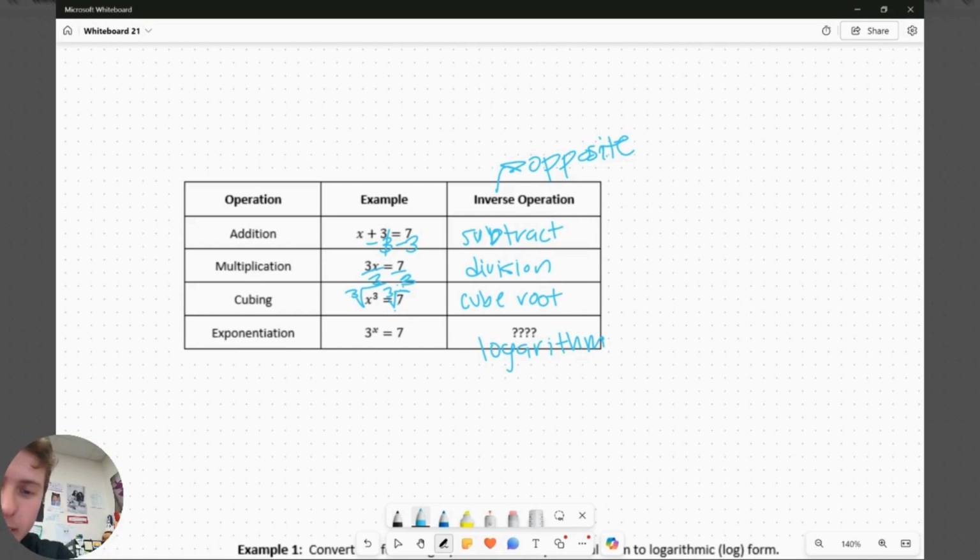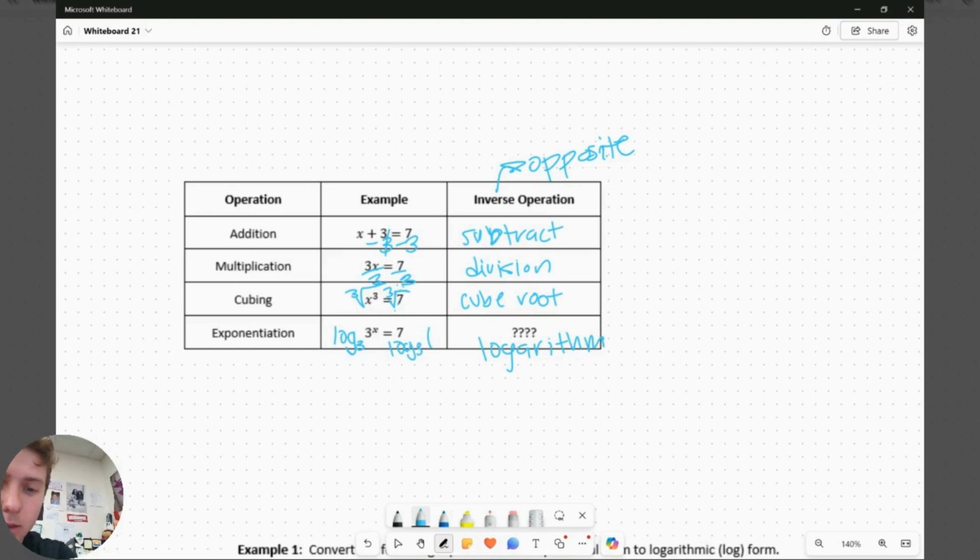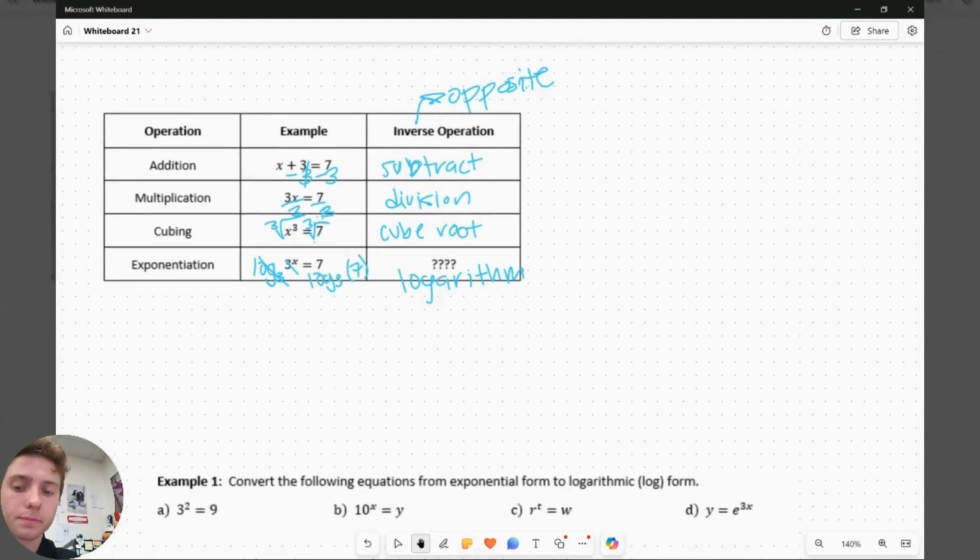So if you needed to get rid of the base of 3 to get x out of the exponent, what you would do is take log base 3 of 3^x. You would do that to both sides. Log base 3 of 7 is what you'd have over there, where the x would now be by itself. The opposites of an exponent are logs.